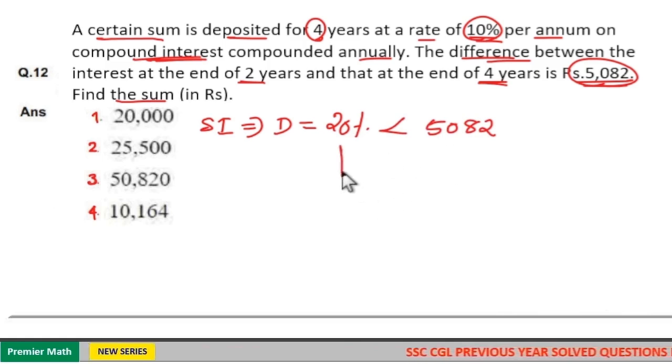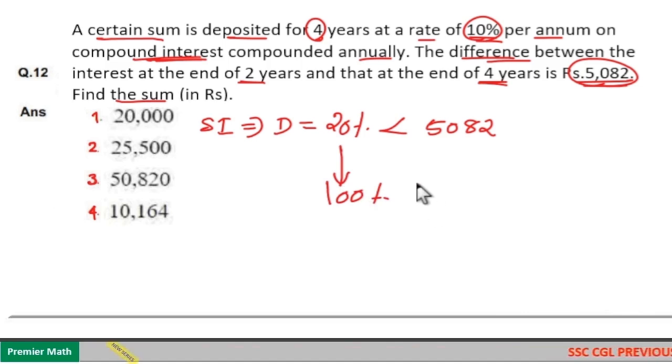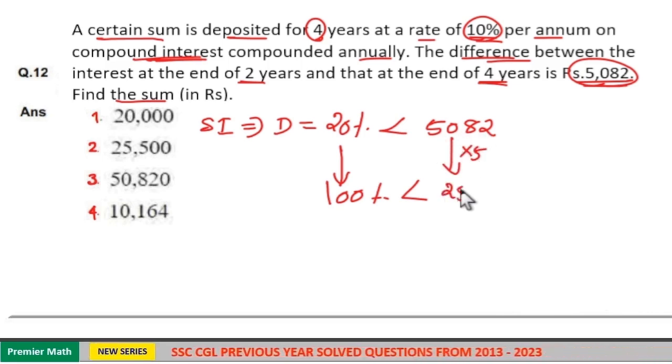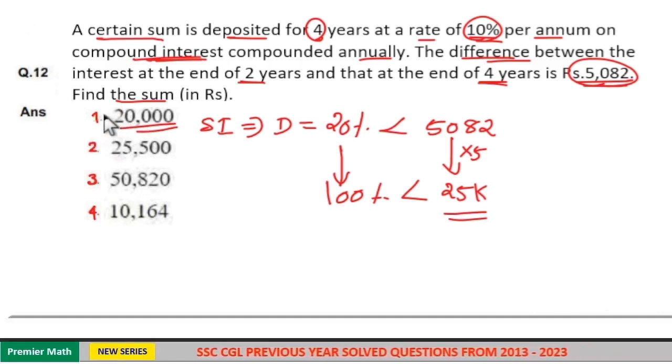That is, you have to find out the sum. Sum is equal to 100%. So 100% should be less than 5082 into 5. I will calculate it as 5000 into 5, that is 25,000. So this your sum should be less than 25,000. Here less than 25,000 means option 1 is your answer. Only 1 is less than 25,000.